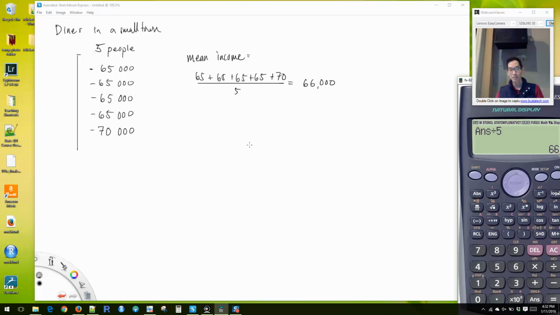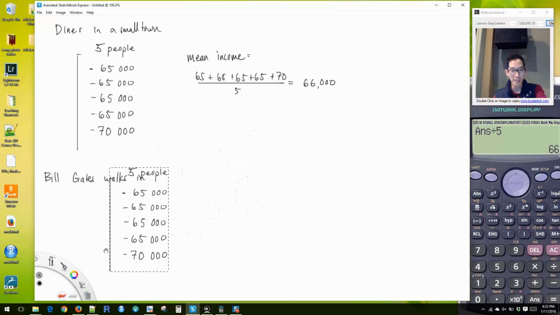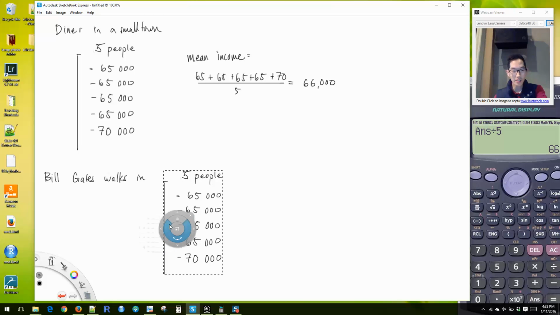This is okay, right? Let's say Bill Gates walks in. Okay, how much does Bill Gates make each year? Probably a lot, right? I actually have no idea. So let's just make it a nice $10 million a year. He probably makes more than that, or less, I have no idea. What's his official title anyway? President of the Bill and Melinda Gates Foundation.